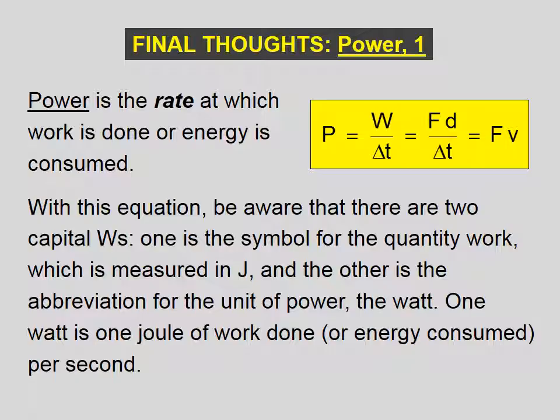Power is the rate at which work is done, or energy is consumed. With this equation, be aware that there are two capital W's. One is the symbol for the quantity work, which is measured in joules, and the other is the abbreviation for the unit of power, the watt. 1 watt is 1 joule of work done, or energy consumed, per second.